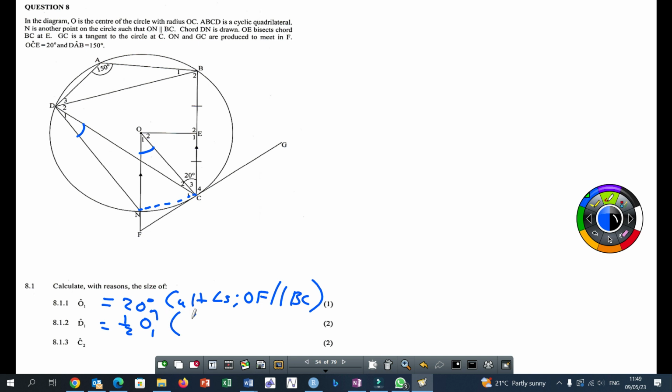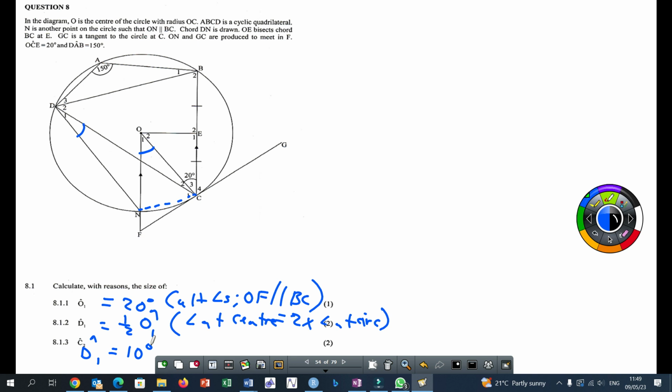And the reason: angle at center is equal to 2 times angle at circumference. So D1 will be equal to 10 degrees. Angle D1 is equal to 10 degrees using theorem 2. Angle at center is 2 times angle at the circumference.